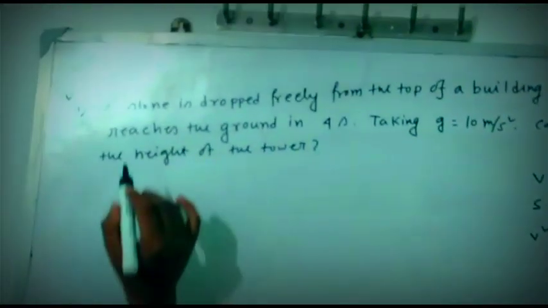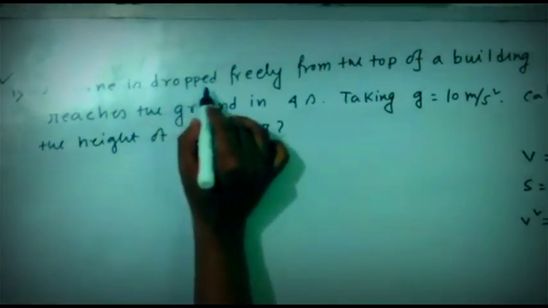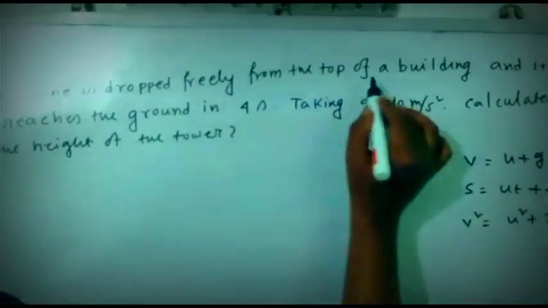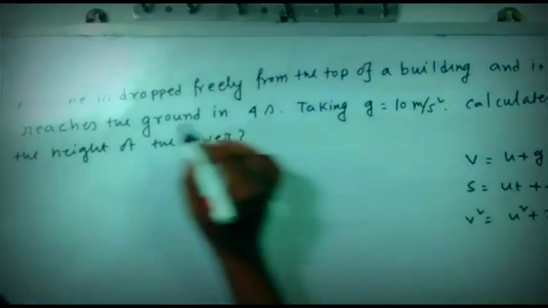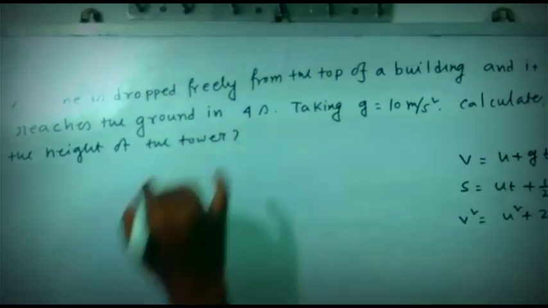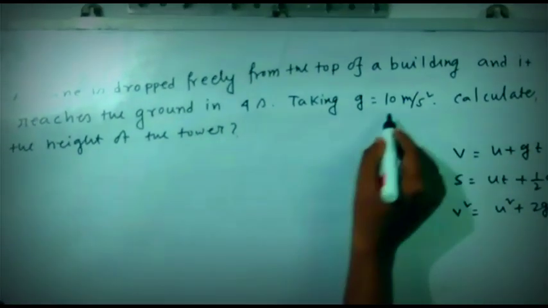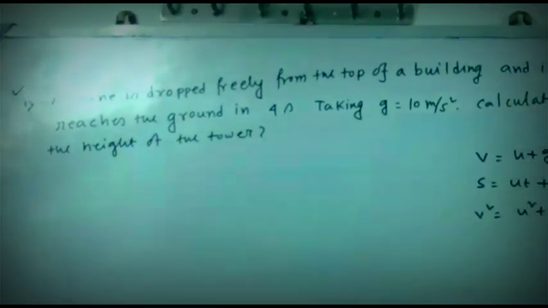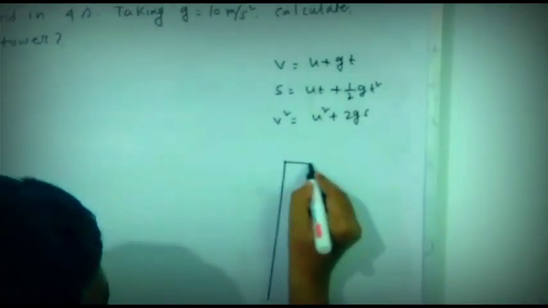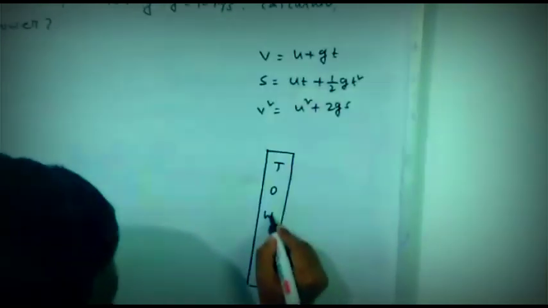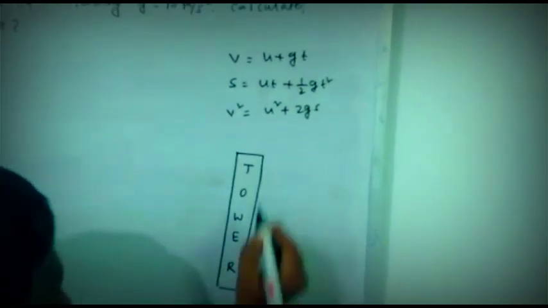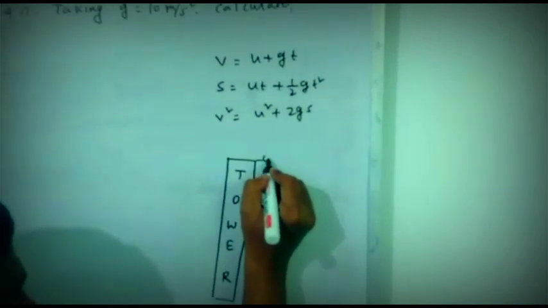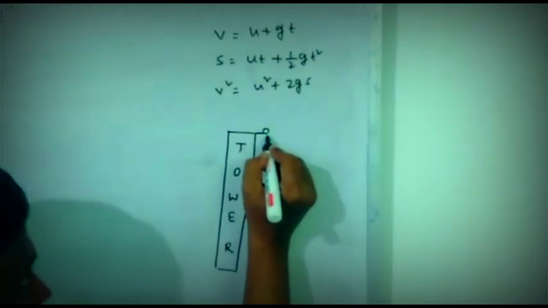The first one: a stone is dropped freely from the top of a building and it reaches the ground in 4 seconds. Taking g equal to 10 meter per second square, calculate the height of the tower. Let us first explain the numerical. Suppose this is a tower, and from the top you drop an object.